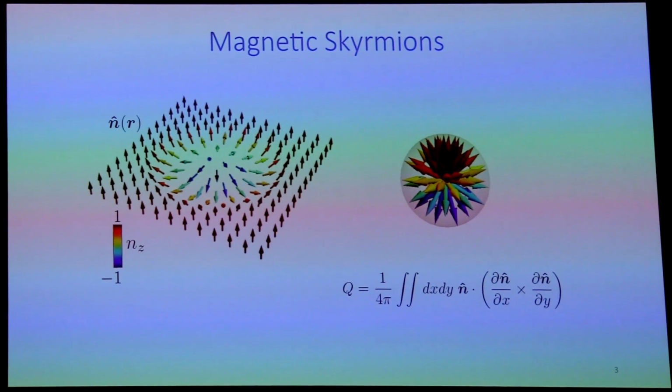So what's topological about this texture? If you bring all the spins to the origin, you end up with the figure on the right. The spins are pointing in all directions, covering the unit sphere. The number of times that the texture covers the unit sphere is a topological invariant called a topological charge. In the case of this ferromagnetic skyrmion, the texture covers the unit sphere 1 time, meaning that it has a topological charge of magnitude 1.